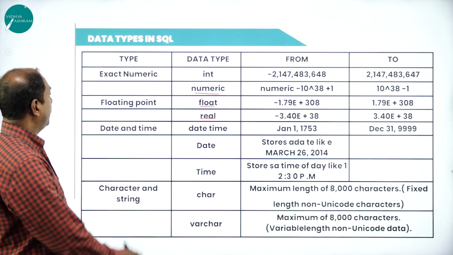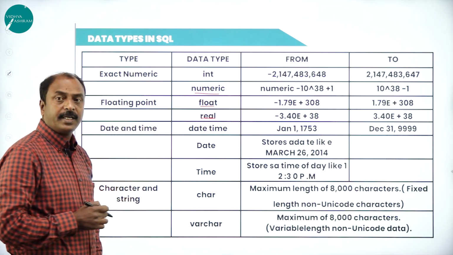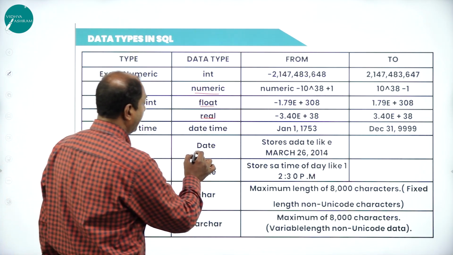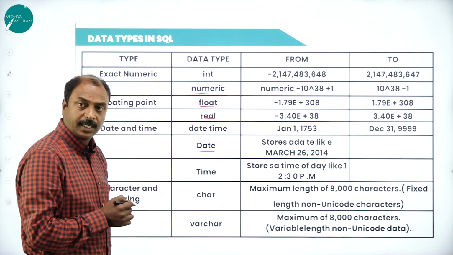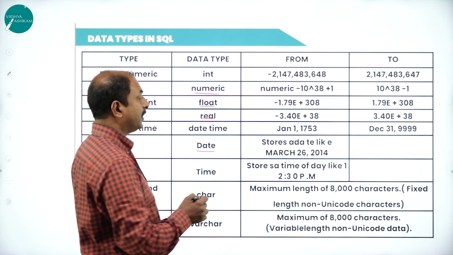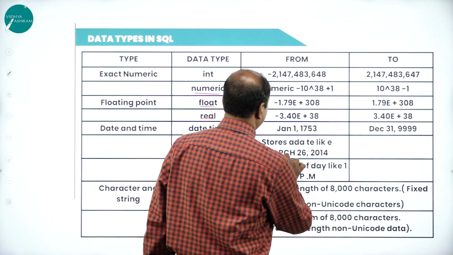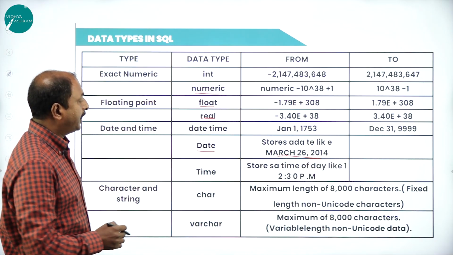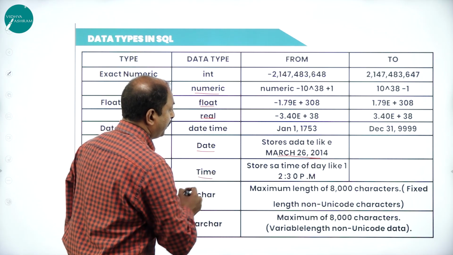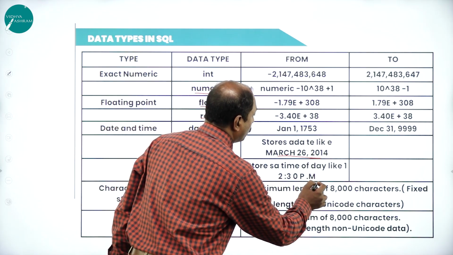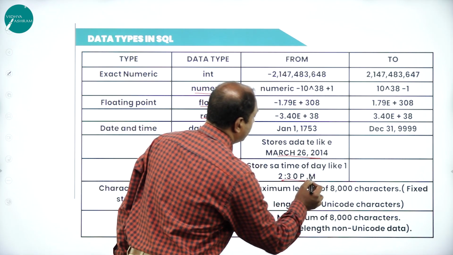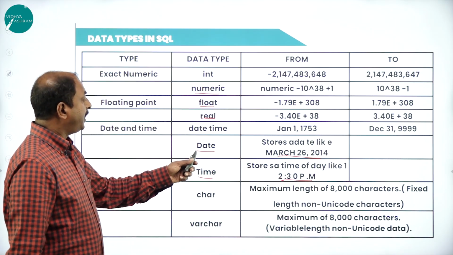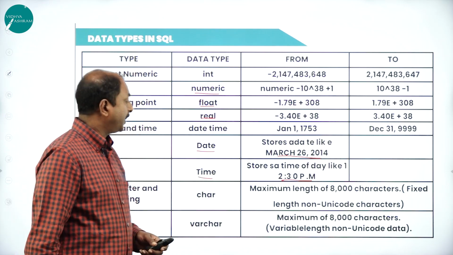And similarly, date and time. For date and time, we have different data types. One is date. Date is a data type, and it stores the value in this format, for example. And time is a data type to store the time in this format. So date and time are the two data types.